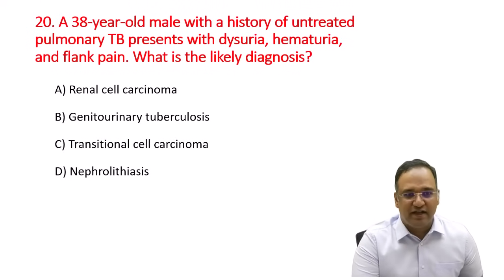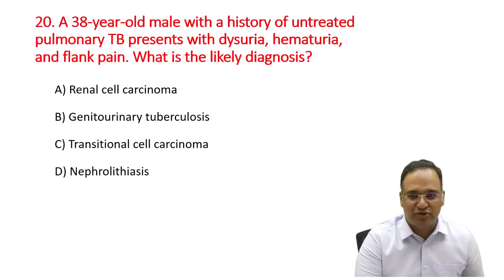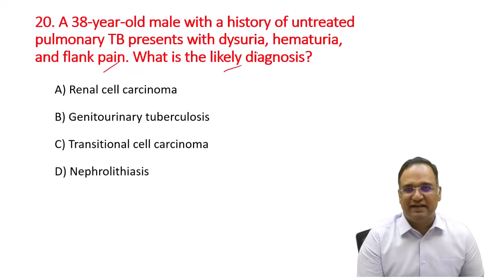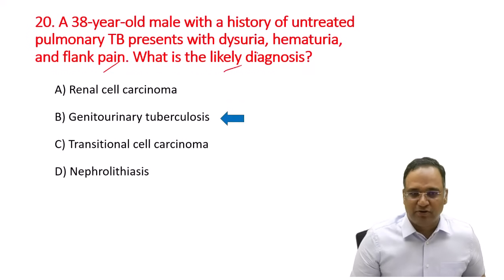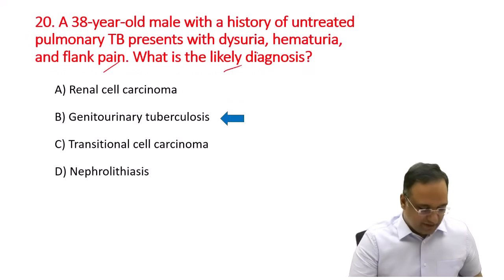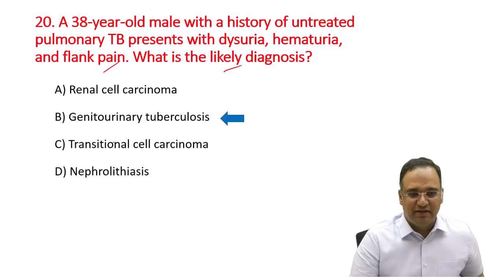A 38-year-old male with a history of untreated pulmonary TB presents with dysuria, hematuria, flank pain. What is the likely diagnosis? If the question remains the same, then my answer could be genitourinary tuberculosis. TB can go for renal TB also, from pulmonary TB, and in that situation definitely all these symptoms are possible.